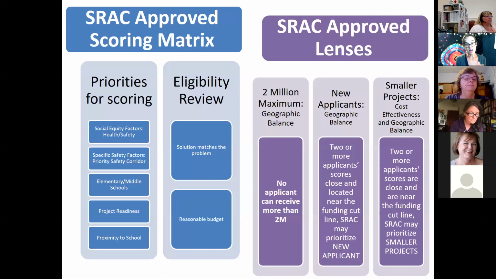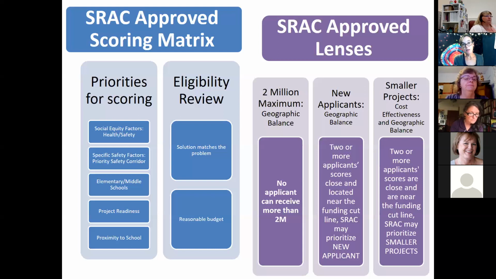Then the SRAC approved lenses that we will put over that 150% list are, we're looking to only allocate about $2 million for each applicant. So for example, if an applicant, say a city, puts in 3 applications and they're all $2 million, if all 3 of those get a really high score and they are in sort of this 100% list, we would only fund one of those. We would fund the one of those that they said was the most important.